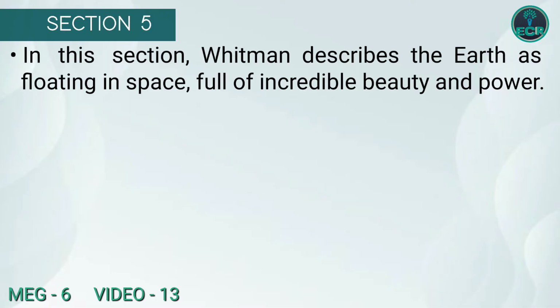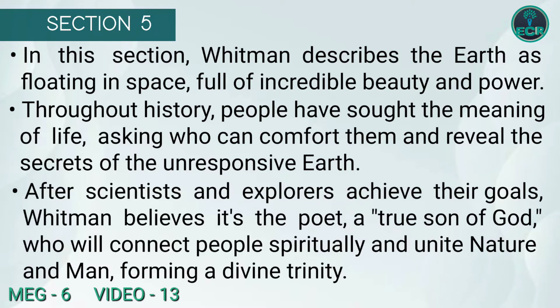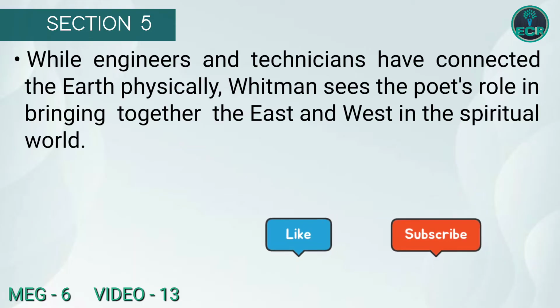Summary of Section 5. In this section, Whitman describes the earth as floating in space, full of incredible beauty and power. Throughout history, people have sought the meaning of life, asking who can comfort them and reveal the secrets of the unresponsive earth. After scientists and explorers achieve their goals, Whitman believes it is the poet, a true son of God, who will connect people spiritually and unite nature and man, forming a divine trinity. While engineers and technicians have connected the earth physically, Whitman sees the poet's role in bringing together the East and West in the spiritual world.